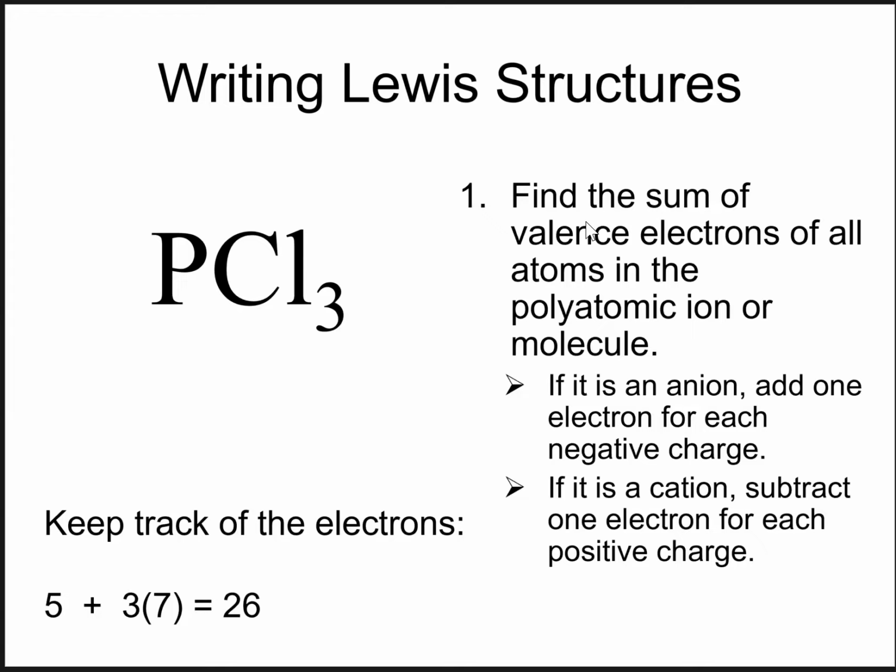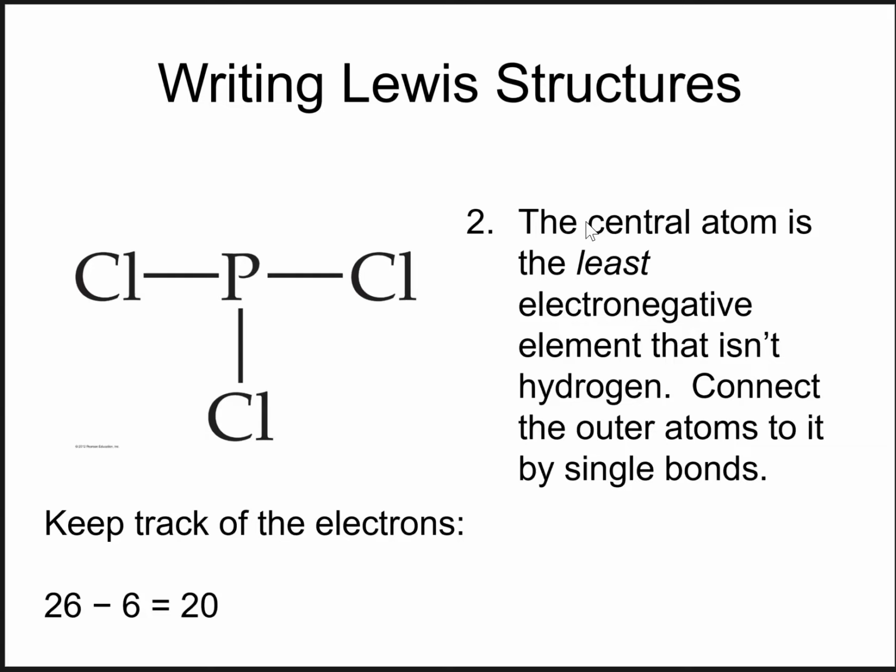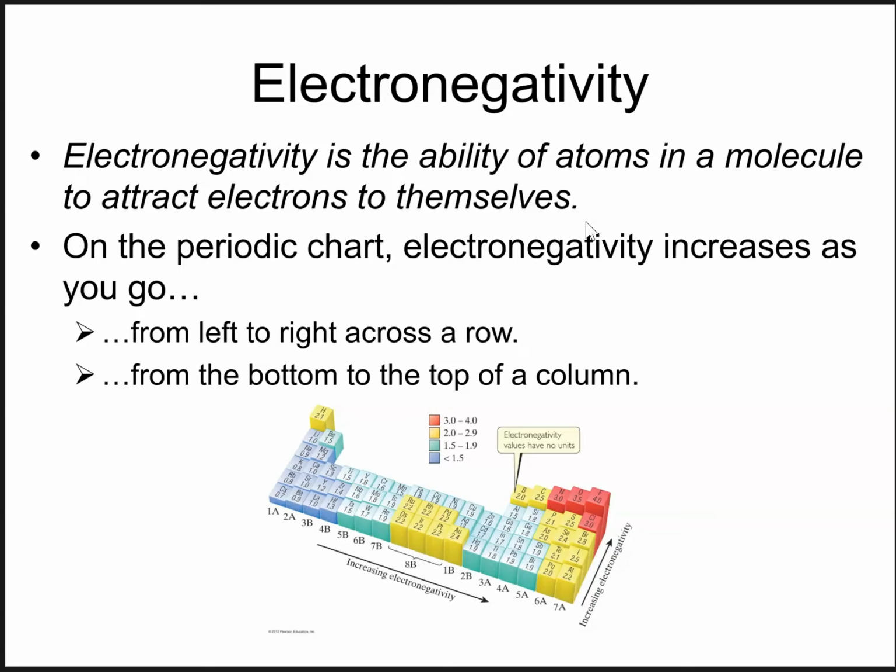Now, in order to figure out how to draw this particular molecule, we need to figure out what the least electronegative element is. The least electronegative element is going to be the central atom in our structure. So when we try to figure that out, we have to remember that electronegativity is the ability of an atom in a molecule to attract an electron to itself.